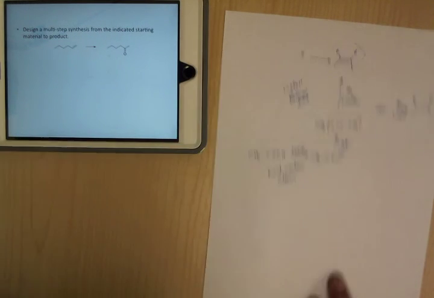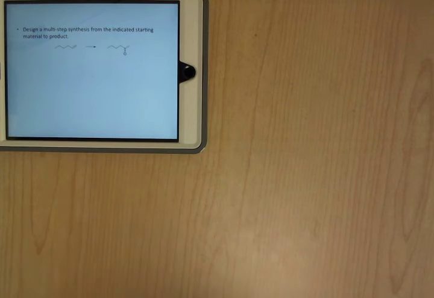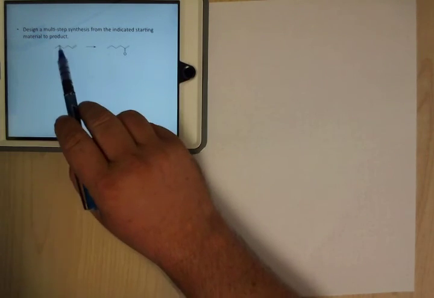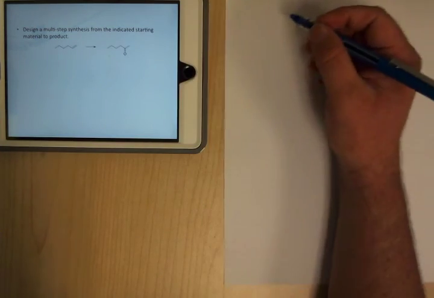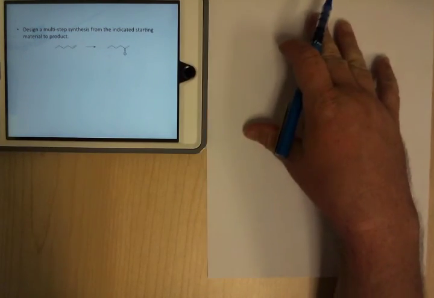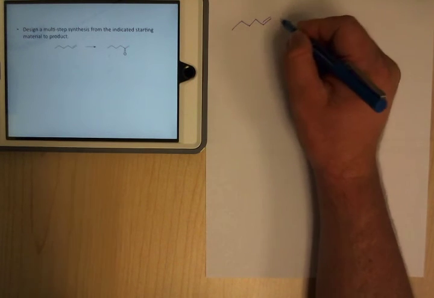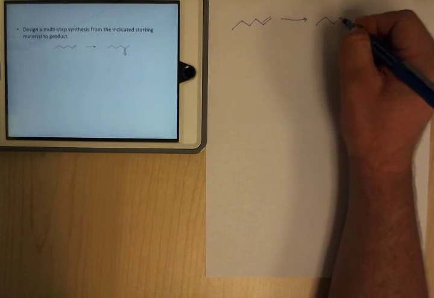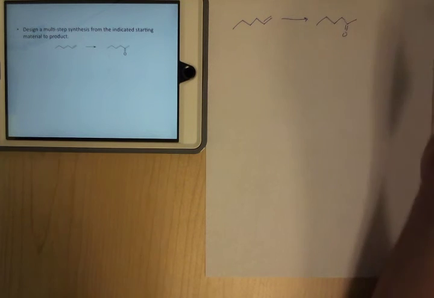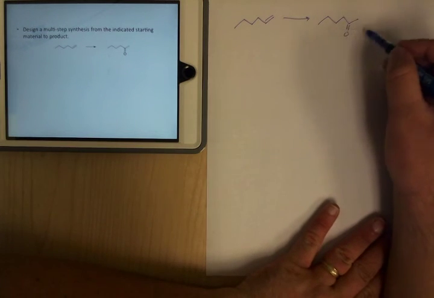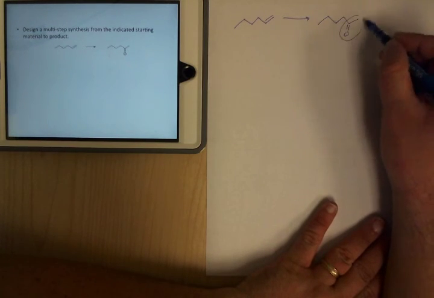Okay, so now here's another one. For here, if I don't give you the carbon store, that means I've given you all the carbons you need. So you don't have to install any. You just need to know the functional groups. So here we go. Okay, so how do we install a methyl ketone?